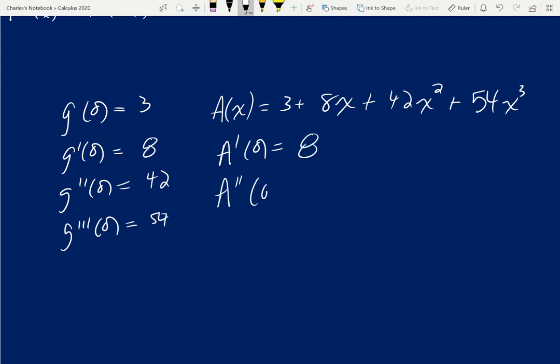I'm going to take the second derivative, and these two things are going to have canceled by the time I get to the second derivative, but this is now going to be not 42, it's going to be 84, okay? And if I take the third derivative at 0, by the time I get there, these first three terms will have canceled, but then this isn't going to be 54, it's going to be 3 times 2 times 54. Okay, so that's a problem, but it's not a problem that has a difficult solution.